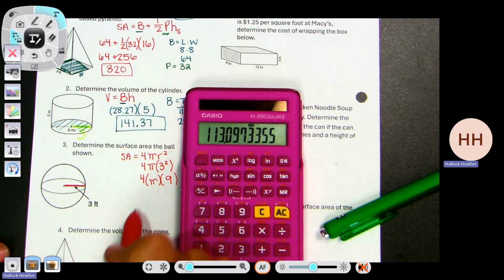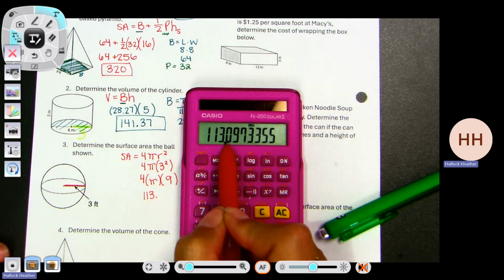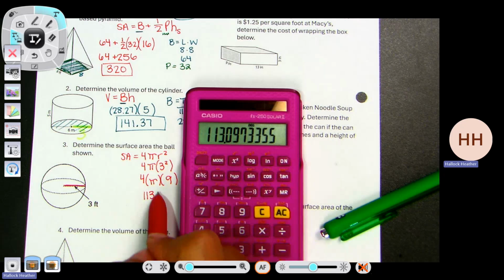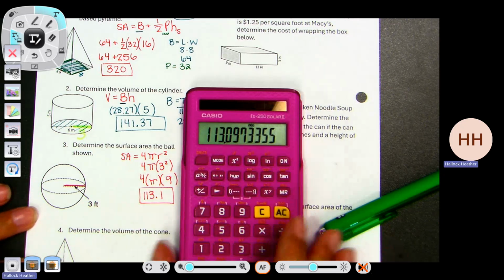So altogether, 113.097. So the 7 would make the 9 go up. So if you want to put 113.1, either way, it's going to be 113.1 if you round to the 100th or the 10th.